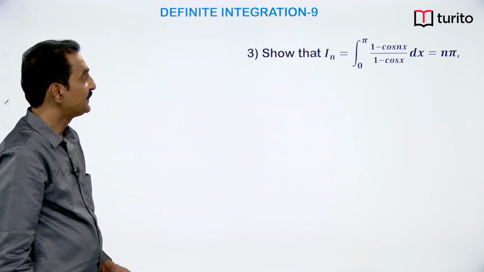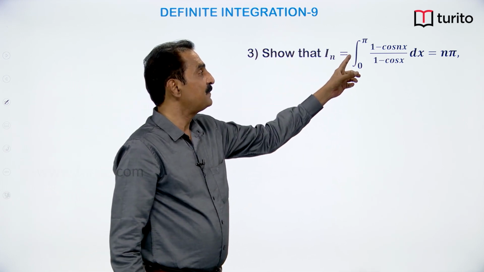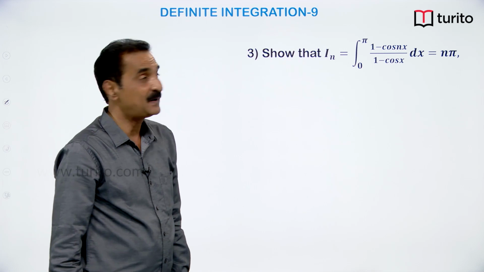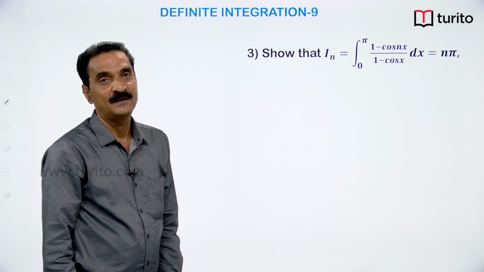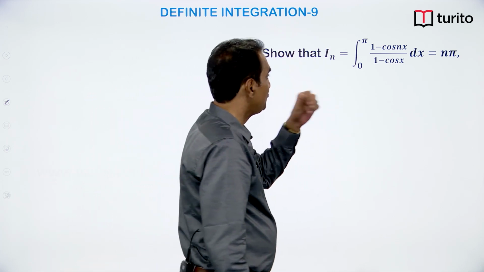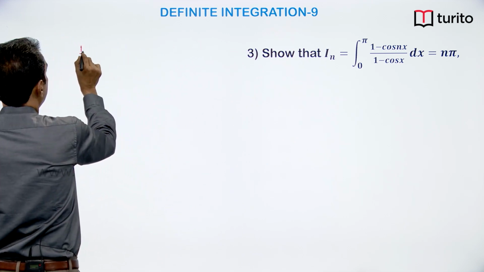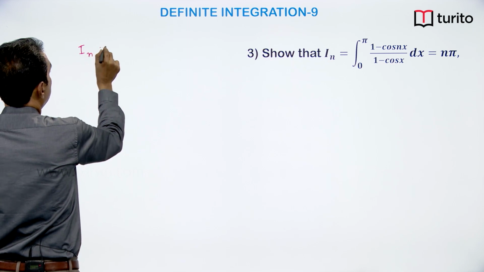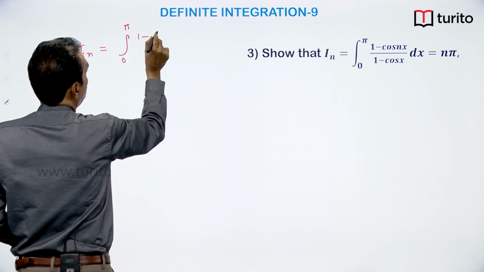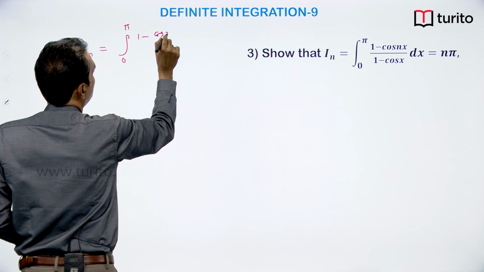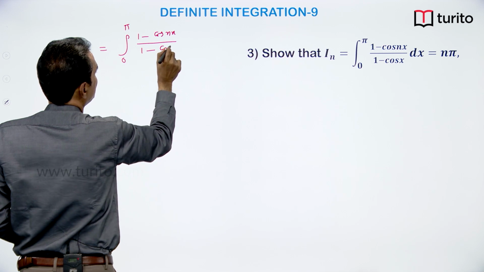Next question, show that In is equal to integral 0 to pi of (1 minus cos 2n cos nx) by (1 minus cos x) dx is equal to n pi. Here let us follow the same approach. In is equal to integral 0 to pi of (1 minus cos nx) by (1 minus cos x) dx.